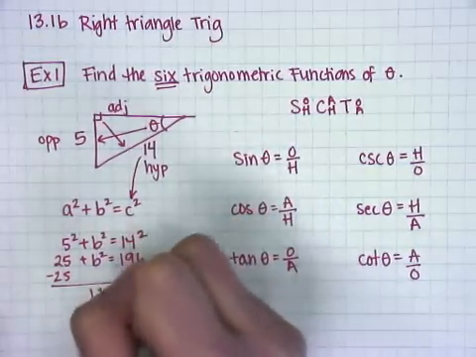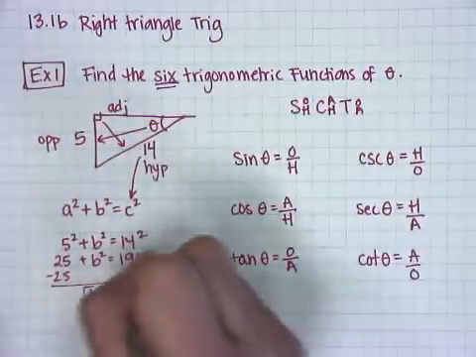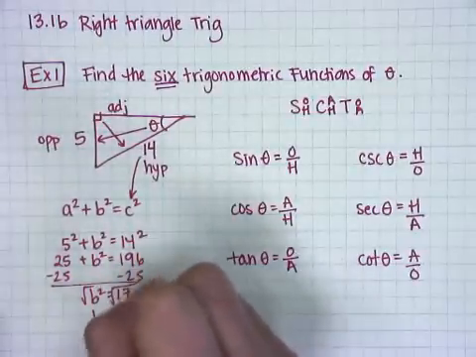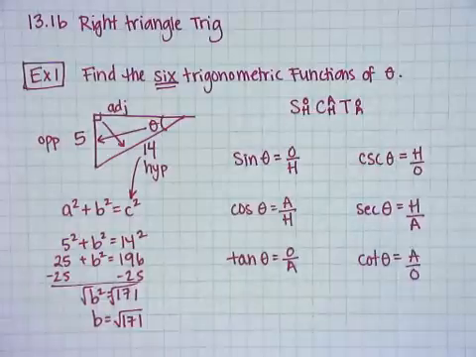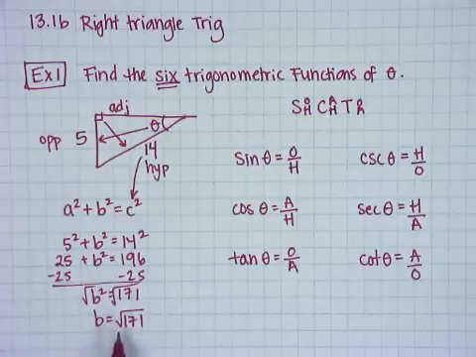196 minus 25 is 171, so b squared is 171. And then I'm going to square root both sides to get b by itself, and I get the square root of 171. Now I could turn this into a decimal, but for these problems we're actually going to leave this as an exact value, and so I'm going to leave this as radical 171.